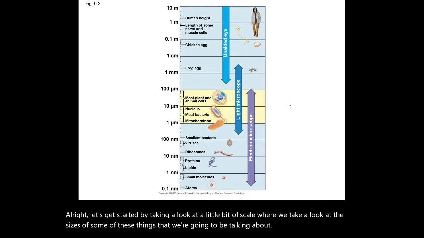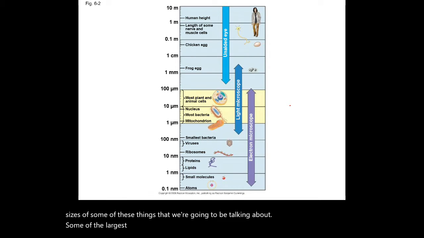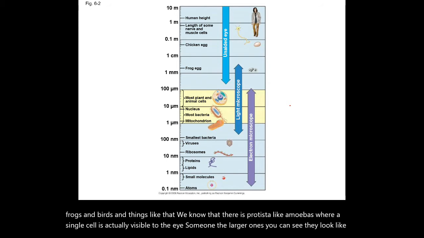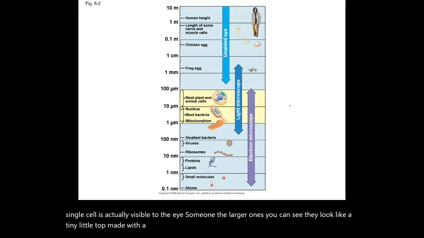So some of the largest cells are actually visible to the naked eye. You can see them like eggs from frogs and birds and things like that. We know that there's protista like amoebas, where a single cell is actually visible to the eye. Some of the larger ones you can see. They look like a tiny little dot made with a sharpened pencil, about that big.